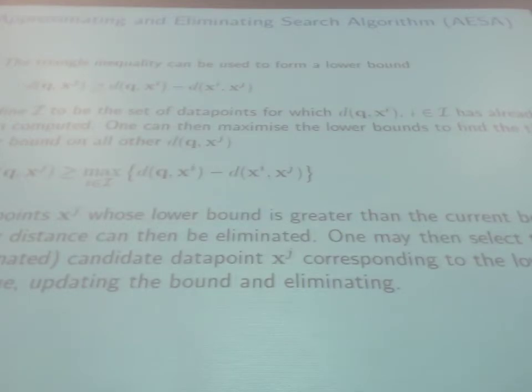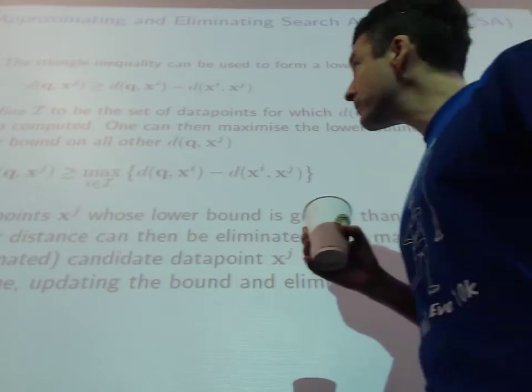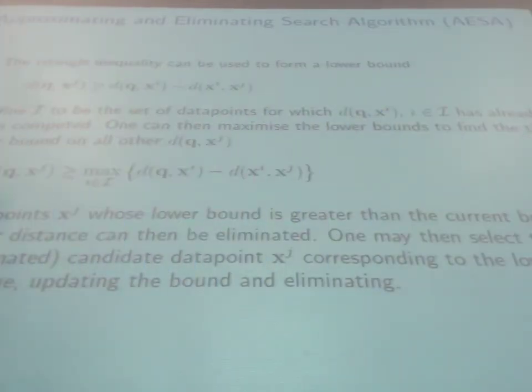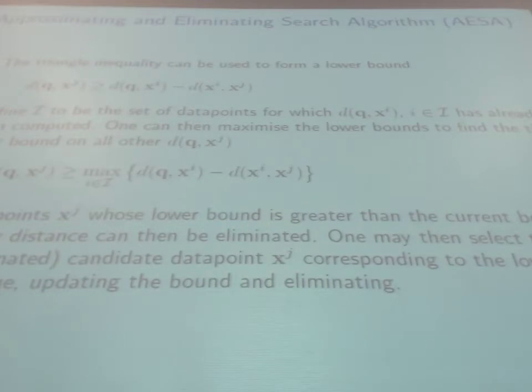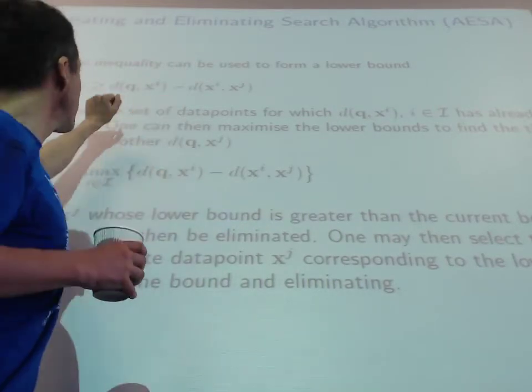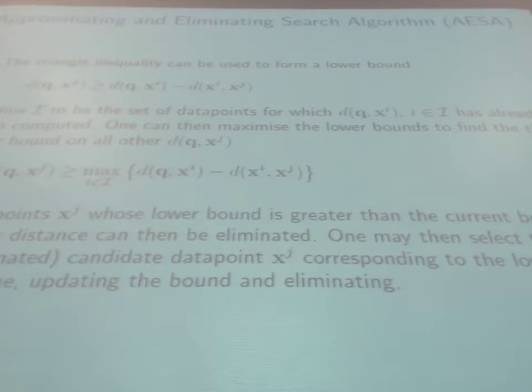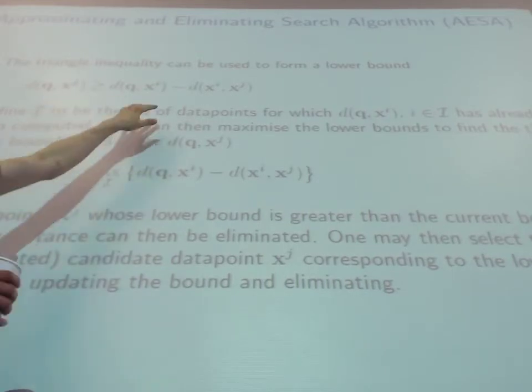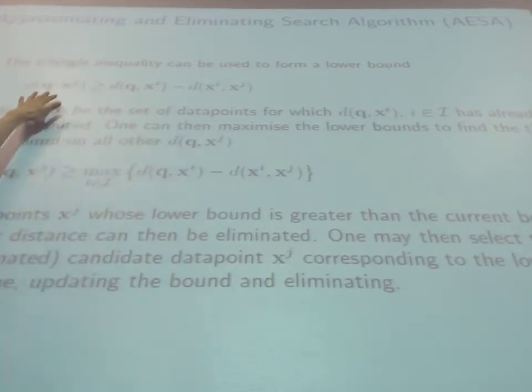So this is another algorithm, called the approximating and eliminating search algorithm. In this case, we're going to bound the distances another way. We're going to say the distance of q and xi is bigger than this. So where does this come from? It's from the triangle inequality, because if we add this to the left-hand side, that's just saying nothing more than the triangle inequality.